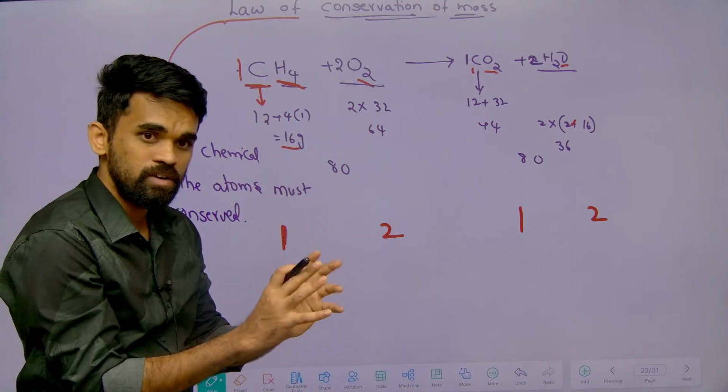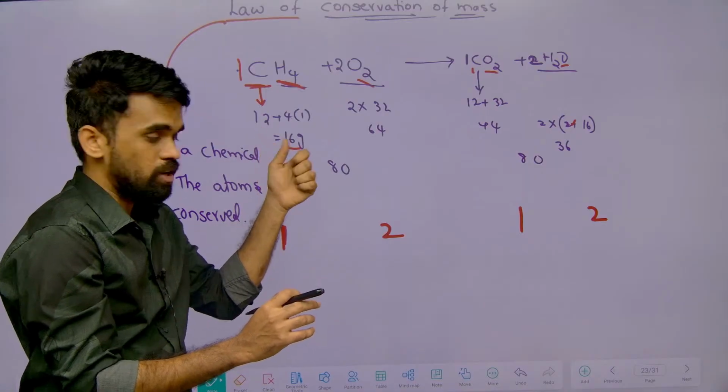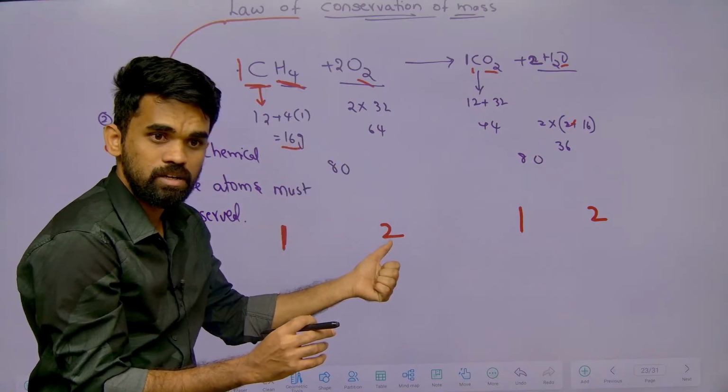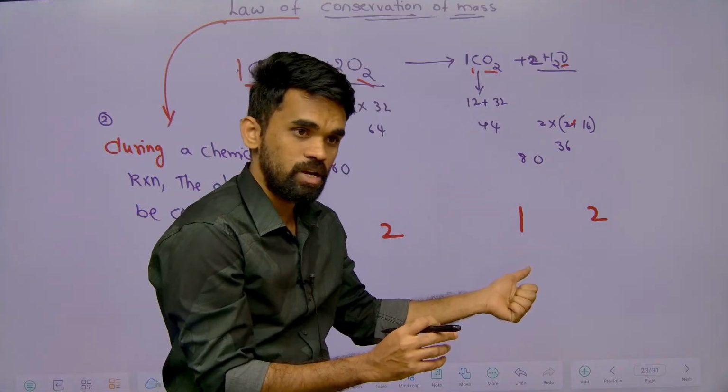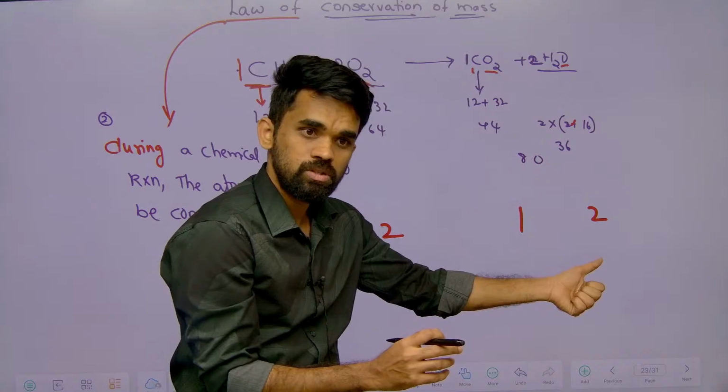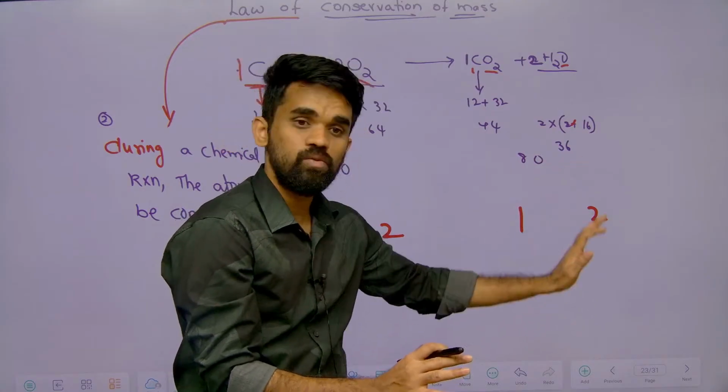If you want to burn 1 mole of methane, how many moles of oxygen are required? 2 moles. Therefore, how many moles of carbon dioxide are formed? 1 mole. And also 2 moles of water is formed.